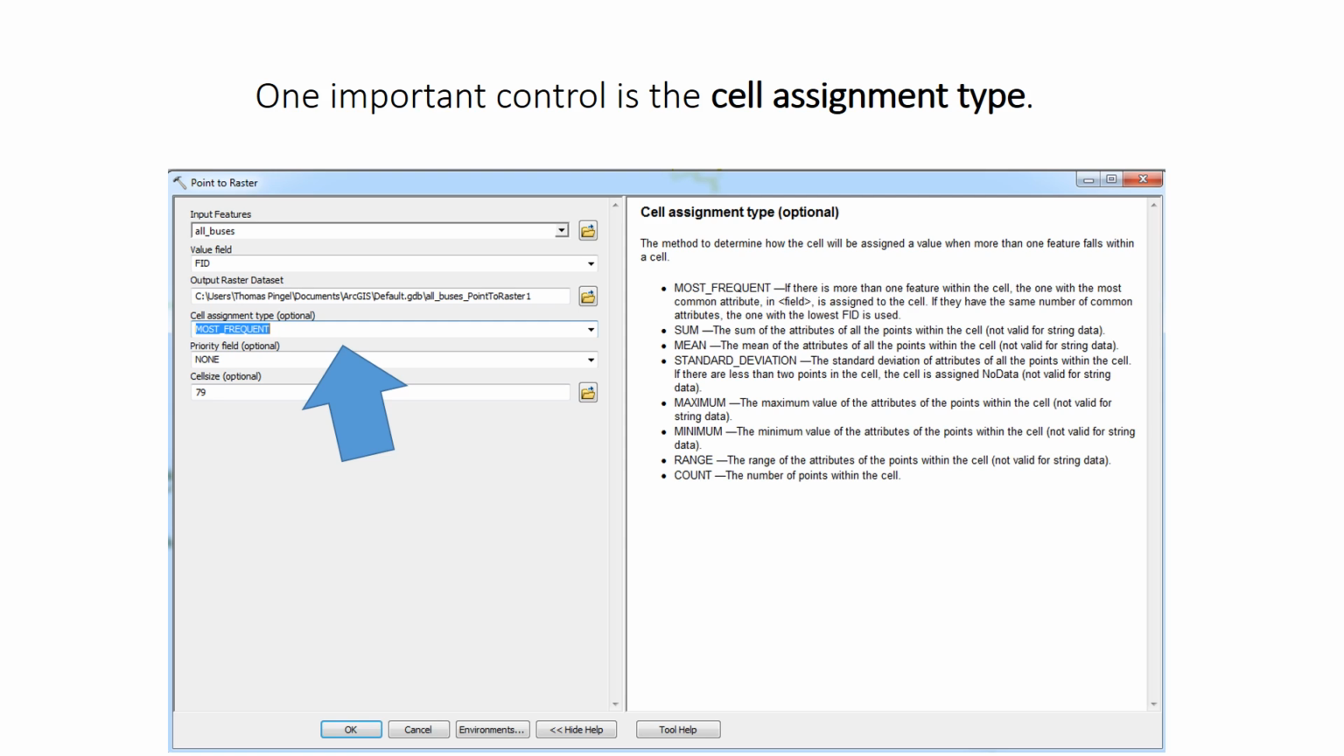More likely what you would want to do is calculate things like the mean, or the maximum, or the minimum, or the range, or something like that. So those are very common. You can actually use the sum if you're interested in that, and there may be a good reason to do that. The last one, though, is also very important. That's the most frequent.